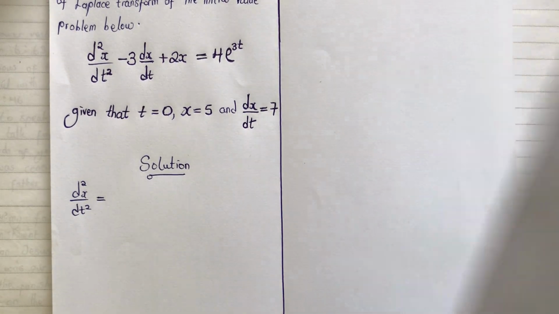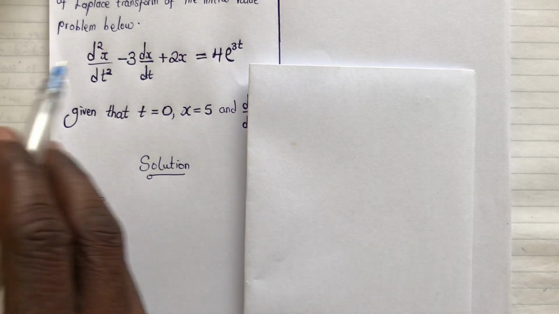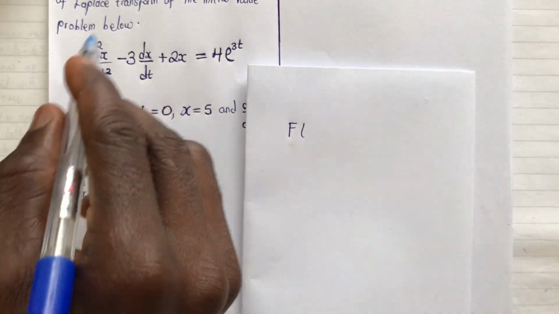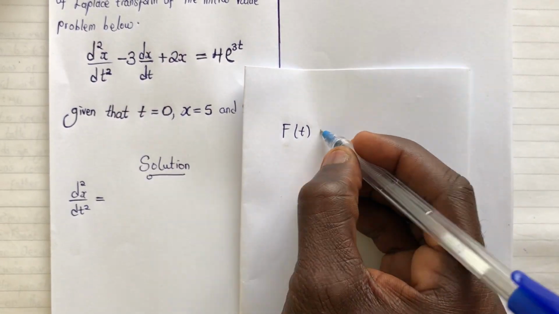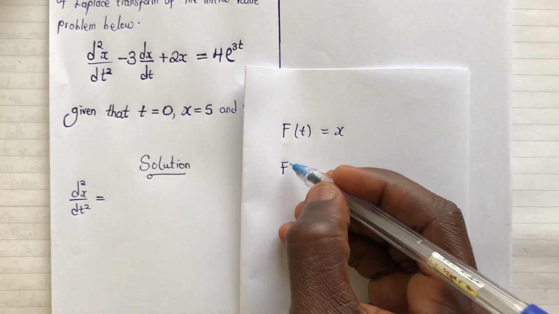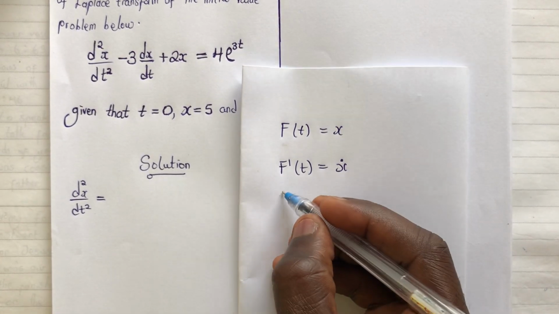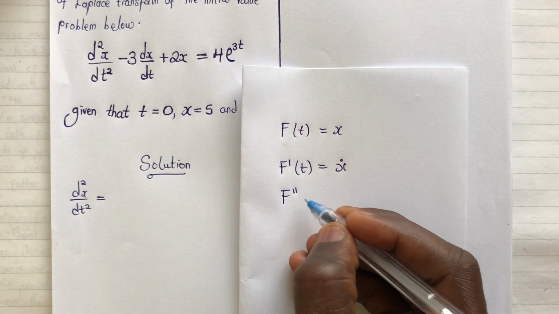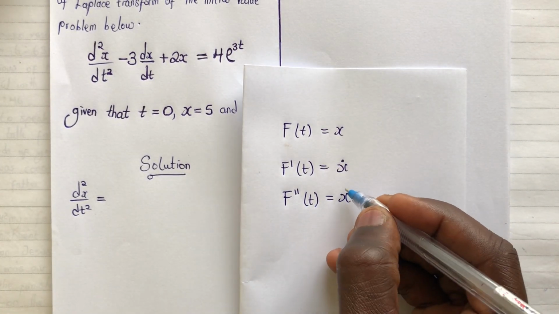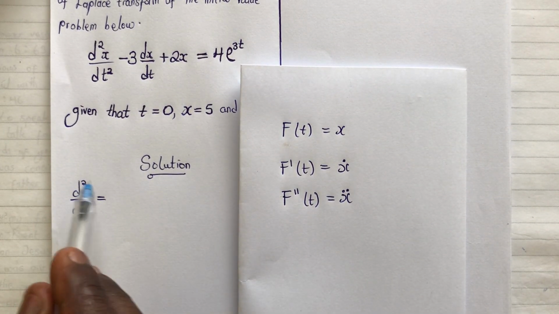But before I start, if you have watched that video, let's assume that the function f of t, they didn't give it to us here, is equal to x. So the first derivative of f of t is f bar of t, which is equal to x dot. And then its second derivative, f double bar of t, should be x dot dot. I'll use this principle to convert this one.